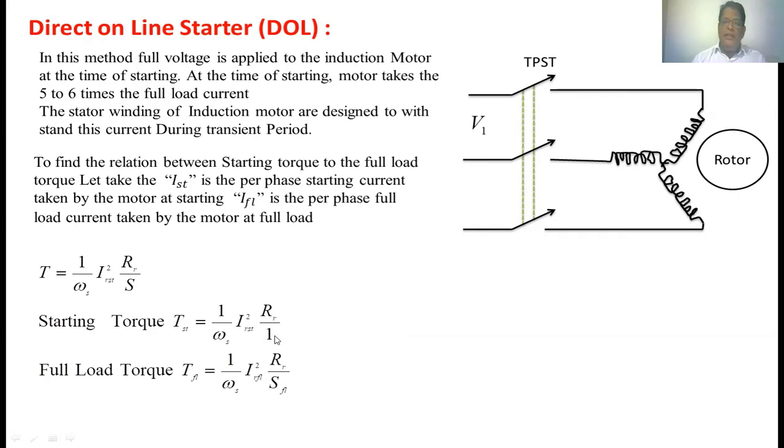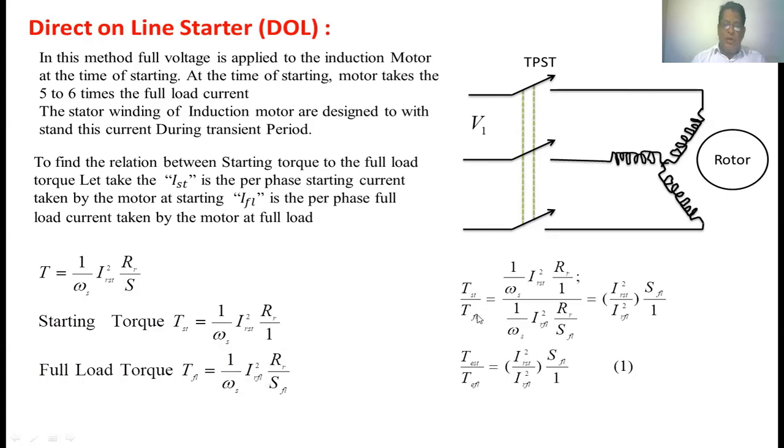Suppose if you want to find the torque developed at full load, then the slip value you have to take as the full load slip. So the full load torque TFL equals 1 by omega S, IRFL square into RR by the slip at full load. Now take the ratio between the starting torque and the full load torque. 1 by omega S cancels, RR cancels. So finally you get T starting by T full load equals IRST by IRFL whole square into SFL.